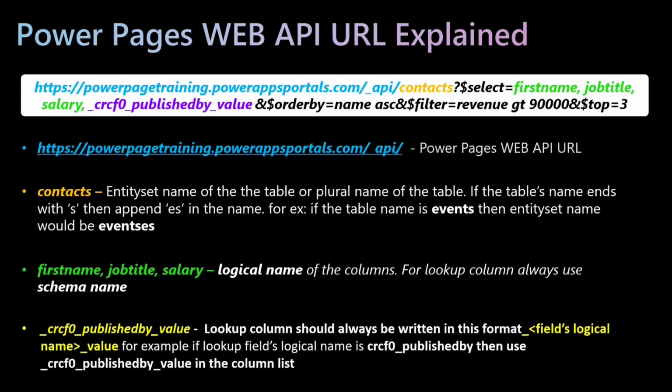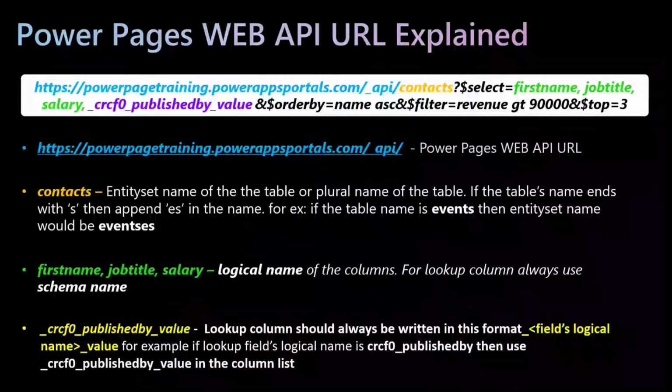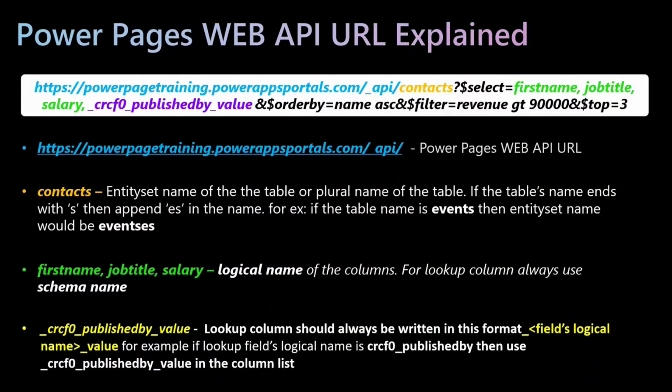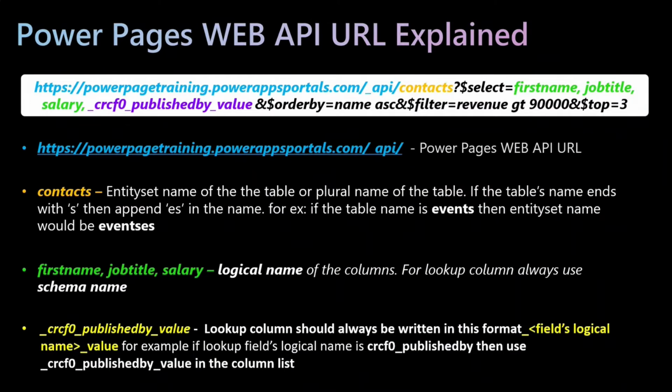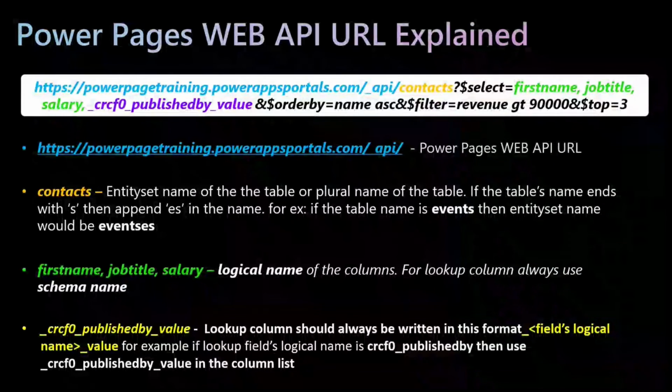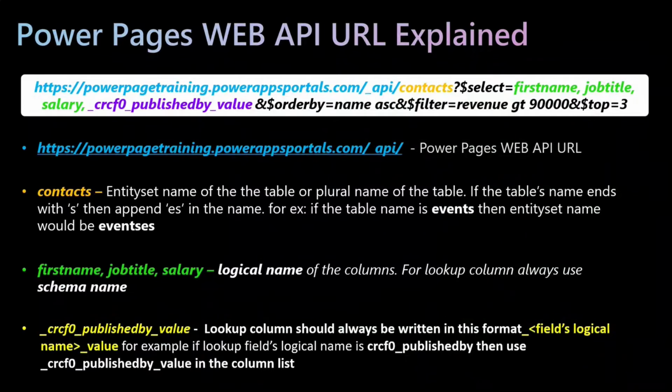And another thing is that, CRFCO published by underscore value. That is basically the lookup column. So let's say you want to retrieve any lookup field. You don't need to provide the schema or the logical name of the lookup field. If you want to read the value of it, you need to provide the field name in this particular format: the field logical name, underscore, value. Okay. So let's say published by is the name of my lookup field. If I have to retrieve the value of it, I need to provide underscore and the schema name, sorry, the logical name of it, and then underscore value.